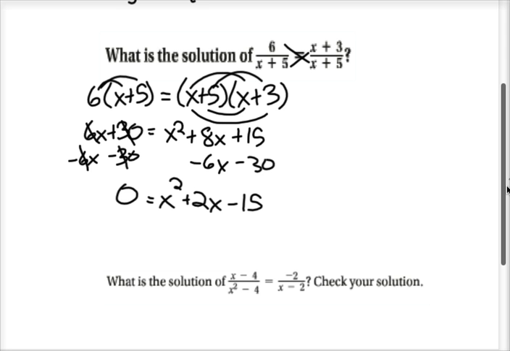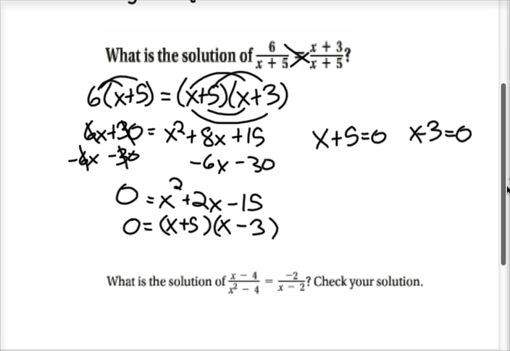And now that I have it set equal to 0, remember the next step we take when we have a quadratic left is factoring it. Quadratic trinomial, so to factor this thing, we get x and x, two things that multiply to negative 15 and add to positive 2. We get x plus 5 and x minus 3. Use our zero product property to solve. So we get x equals negative 5, x equals 3.